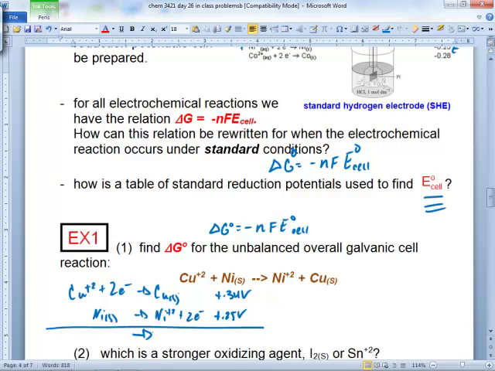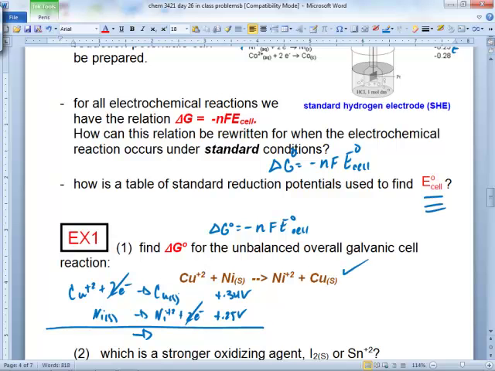If you need to multiply through by stuff to get the electrons to cancel, you do it. Just don't mess with the E zeros, right? Once you did your sign flipping, don't mess with them, okay? But they're going to cancel, so we don't need to multiply through by anything. And then we end up with the exact same reaction we have. So that works.